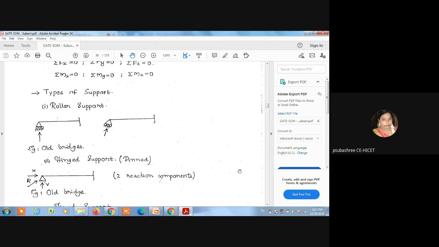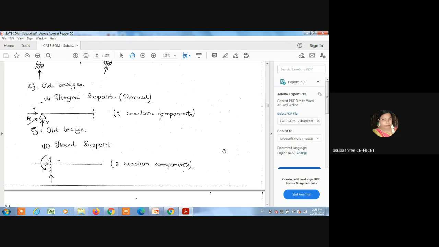What are the types of support? The roller support. Please see this figure. The figure shows the roller support, for example in old bridges. The second support is the hinged support or simply supported, also called a pinned support. Hinged support has two reaction components. The roller support has one reaction component.